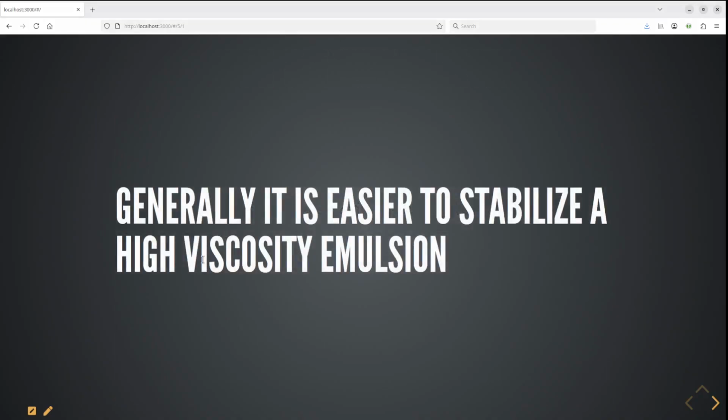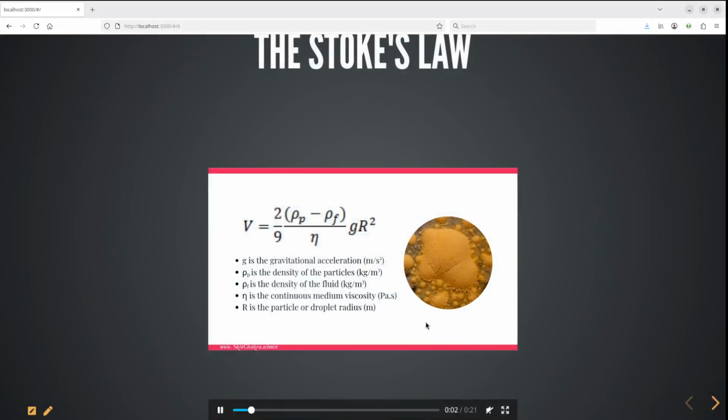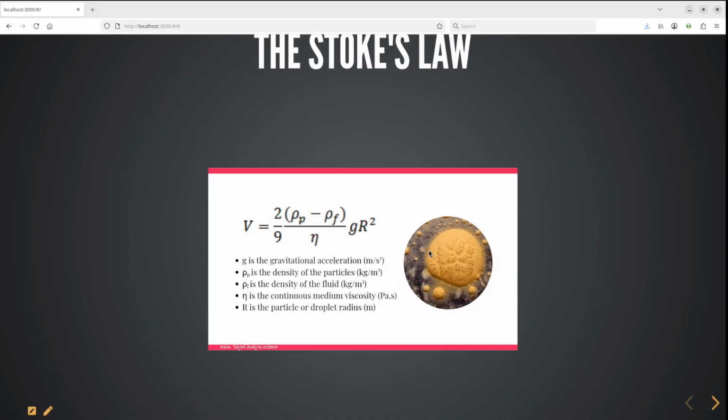But the general rule is that it is easier to stabilize a high viscosity emulsion compared to a low viscosity emulsion. And that is because you have to look at an emulsion as a dynamic system, not a static system, where these small particles are permanently moving around, colliding together, and building bigger particles. This is called coalescence, if you have seen or read about it somewhere in an article. And this is the process that finally causes creaming and phase separation and emulsion instability.